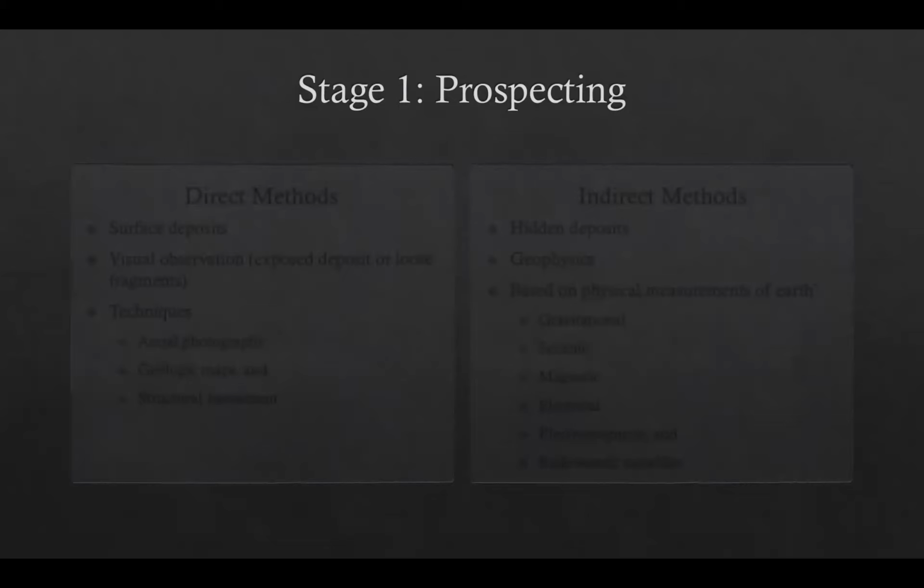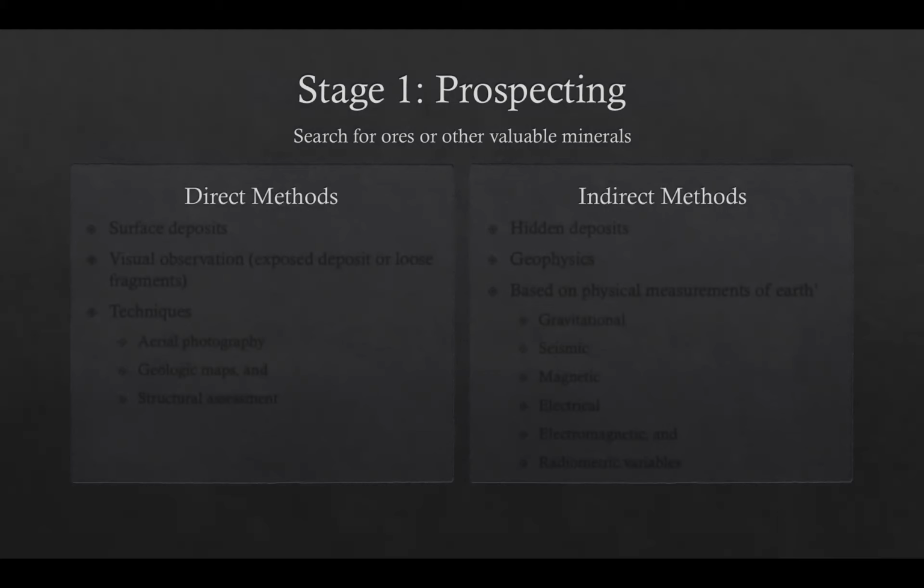Prospecting is the first stage in utilization of a mineral deposit. It is the search for ores or other valuable minerals. We are looking for anything which is valuable in this stage. Prospecting techniques can be direct or indirect depending upon the location of the mineral deposit, for example, if it is at the surface of the earth or below the surface of the earth. So, based on the location of the deposit, we have direct methods and indirect methods.